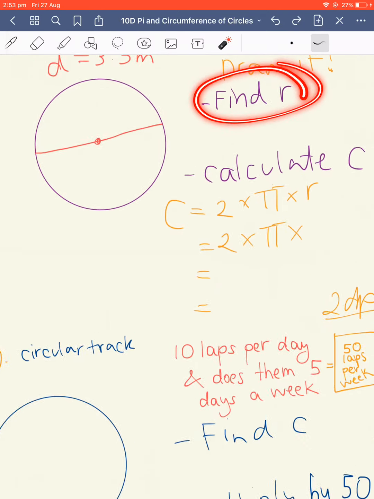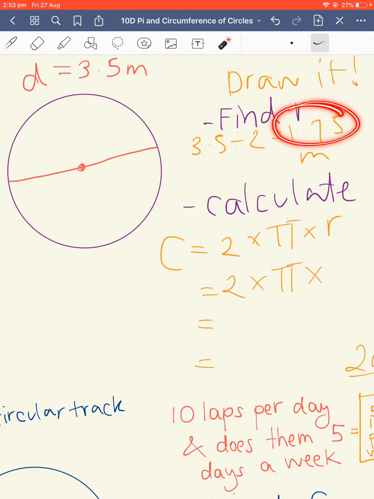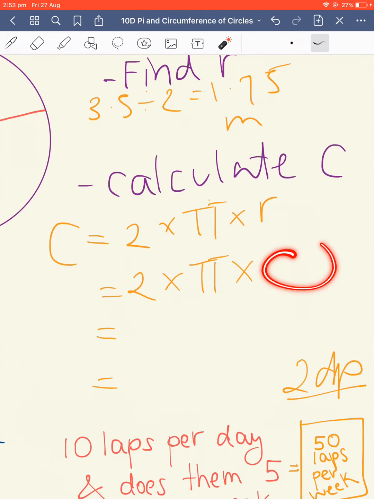First thing we need to do is to actually find our radius. So we do that by dividing this number by 2. So 3.5 divided by 2 gives me 1.75 meters. I then put this number 1.75 into where my spot for R is. So let's do that now. So 1.75.